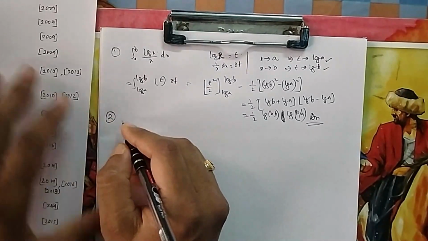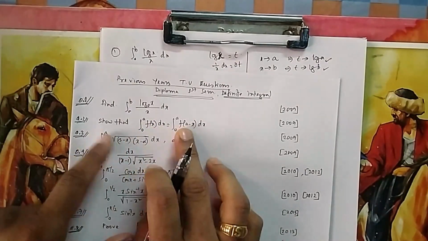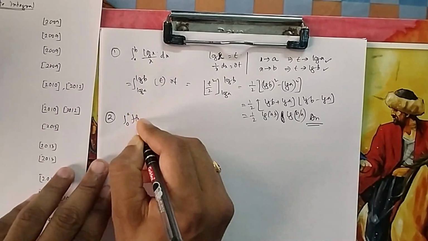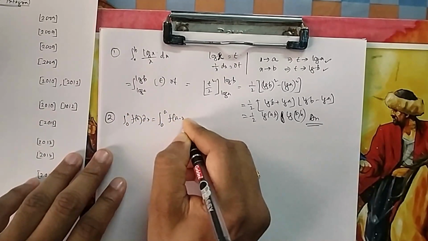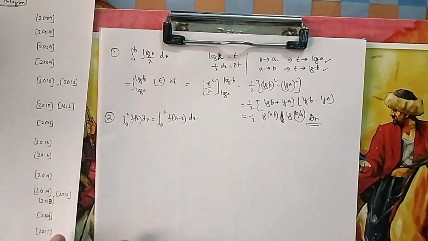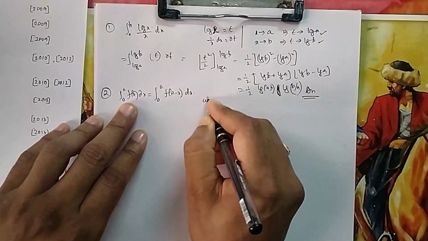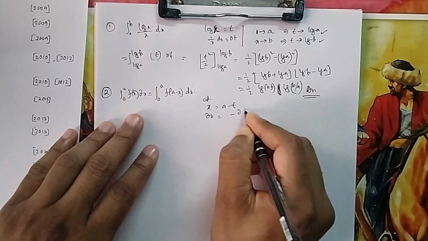Now in the second one you have to prove that this is equal to this. This is your king rule, a very important rule. You have to prove the king rule: the integral from 0 to a of f(x) dx is equal to the integral from 0 to a of f(a minus x) dx. So what will you take? Let x equal to a minus t. So the new variable will be dx equal to minus dt.